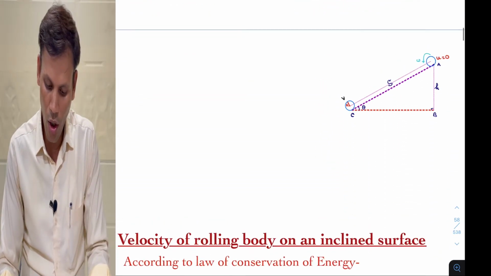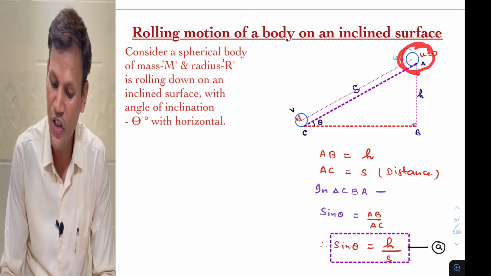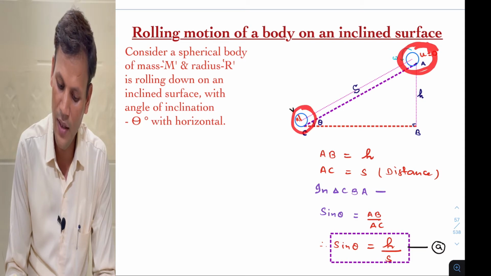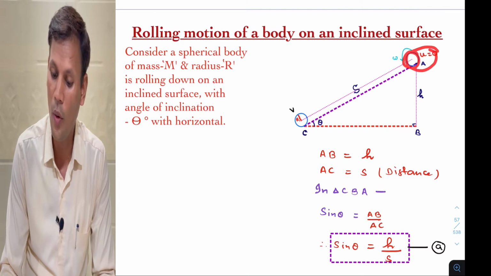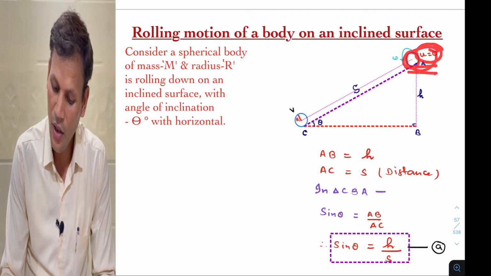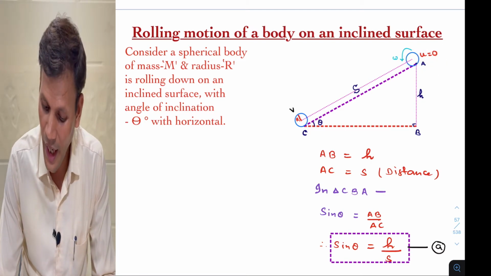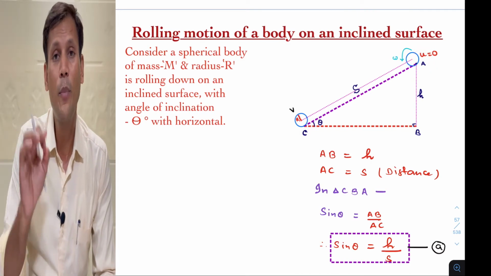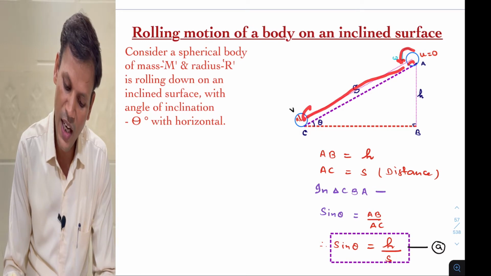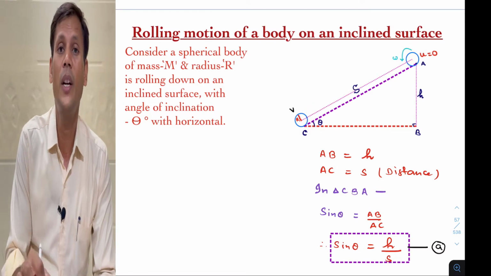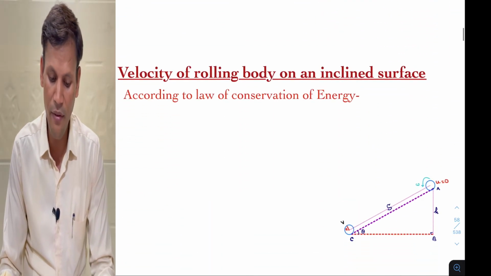According to the law of conservation of energy, whatever is the total energy at this point will be the same as the total energy at this point. But initial velocity is 0 over here. So we can say here initial velocity is 0, so kinetic energy will be 0. So at point A, the body will have its potential energy. Now as it starts rolling down, its potential energy will be converted into kinetic energy. So we can write according to the principle of conservation.